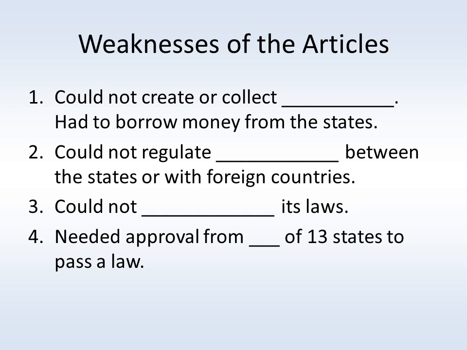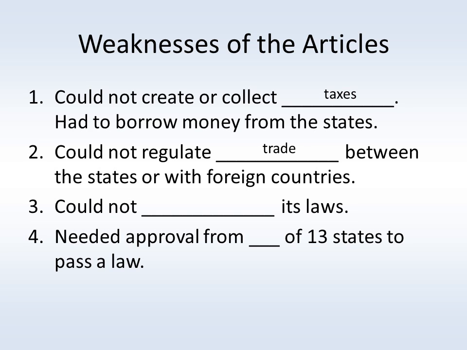This is not to say the Articles of Confederation were without weakness. For instance, under the Articles of Confederation, the federal Congress could not collect taxes. The only source of revenue for the federal government was to borrow money from the states, if the states chose to loan it. Second, Congress could not regulate trade between the states or between the states and foreign countries.